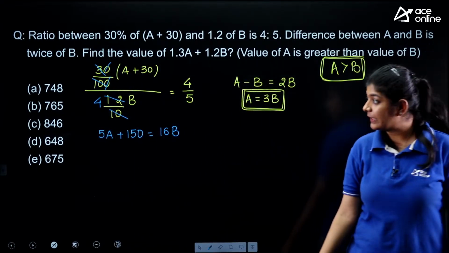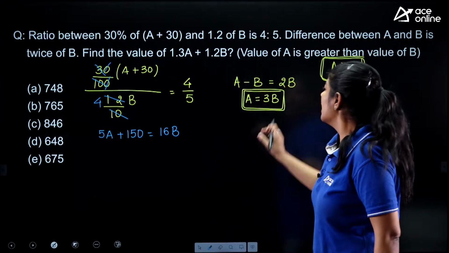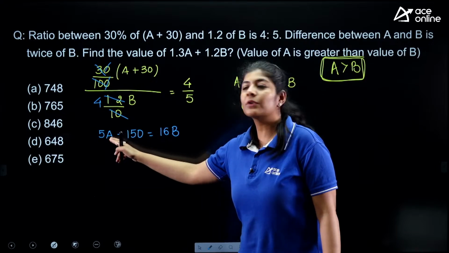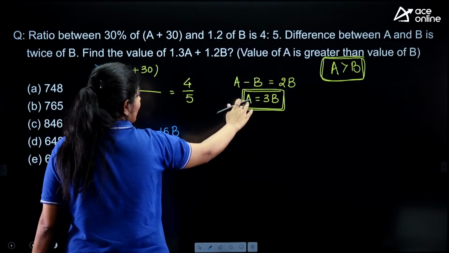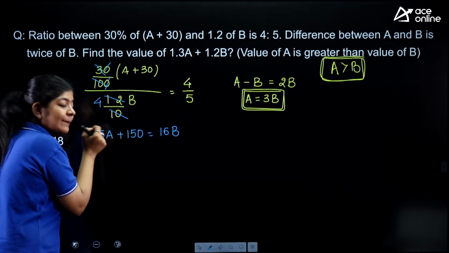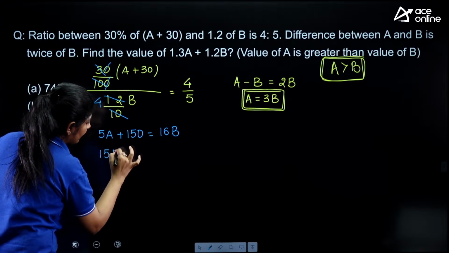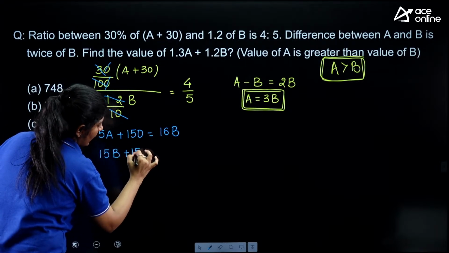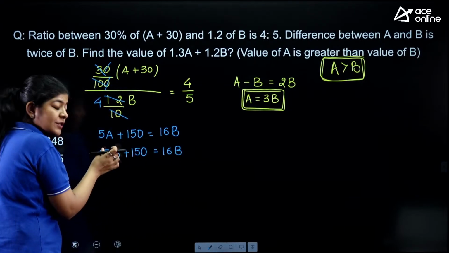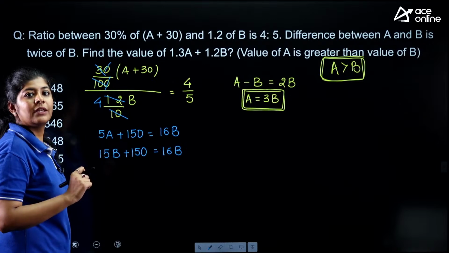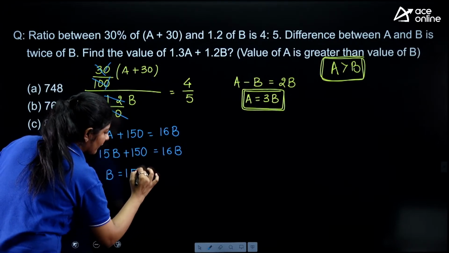Option number B. Let's see. Now, we simply substitute the value of A with the help of this relation. When A equals 3B, and if I put 3B over here, it will become 15B. So, I can write 15B plus 150 is nothing but equal to 16B. When I shift this 15B over that side, I will be left with only 1B. So, B is equal to 150.